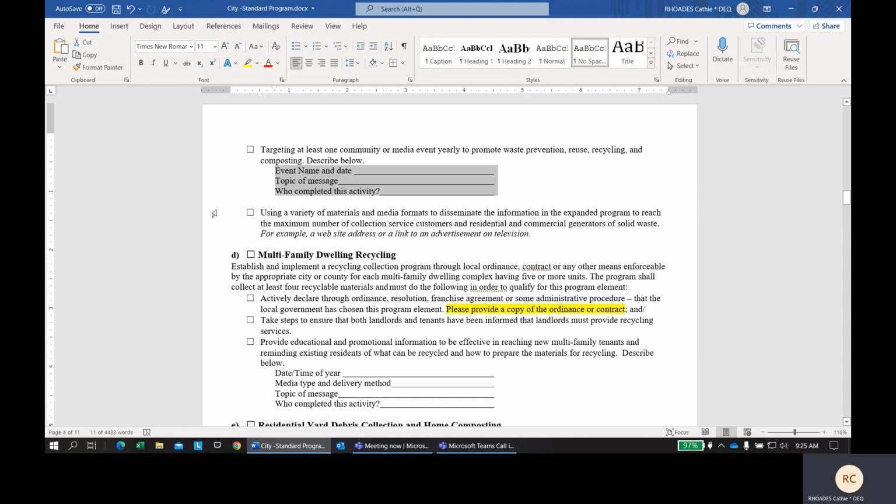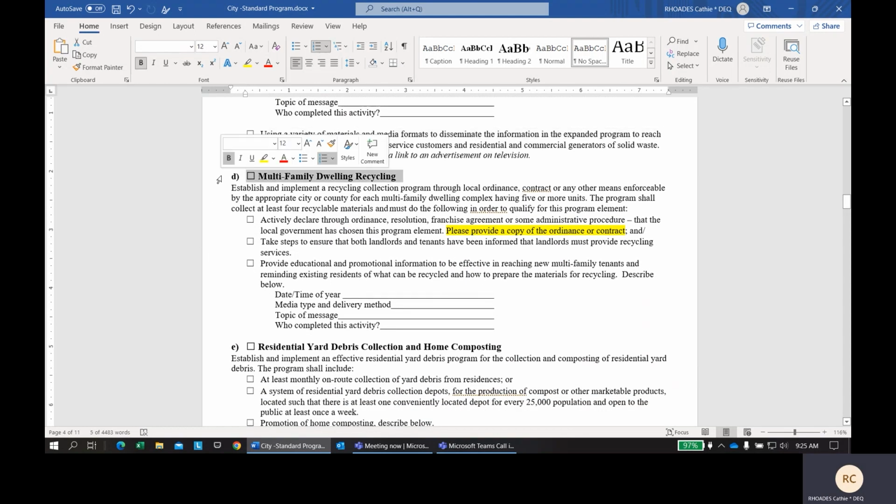completed this activity. And lastly, for expanded education and promotion program, you will need to use different types of medias to get this educational information out to residents because people receive information differently. So it is important to get the information out using different methods.